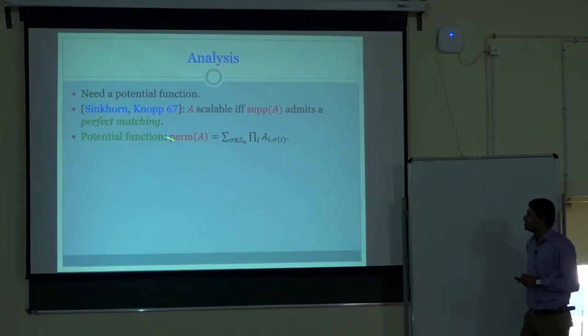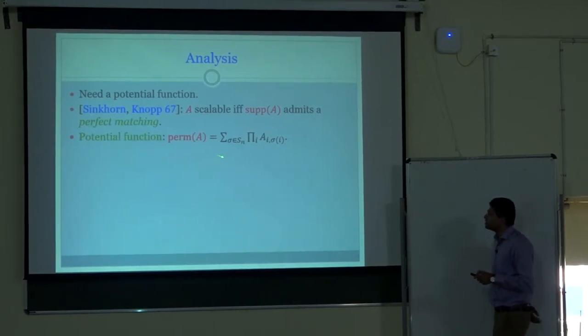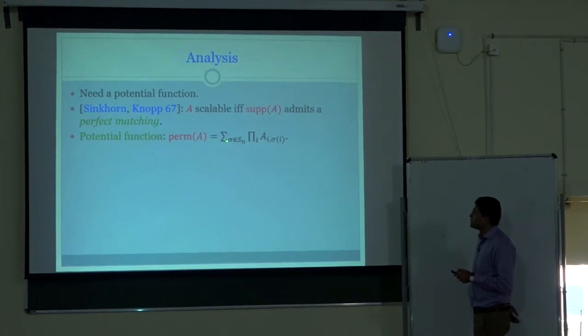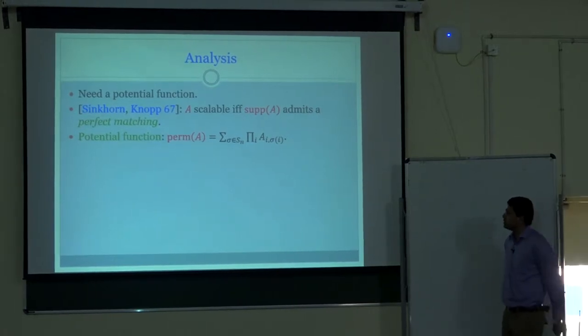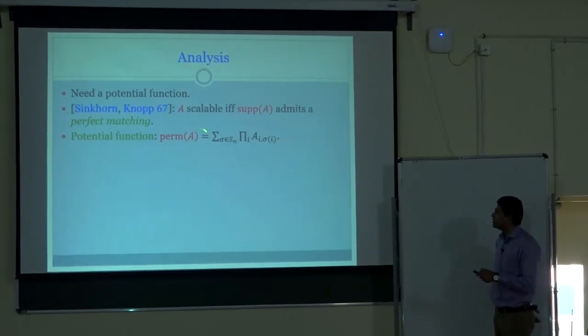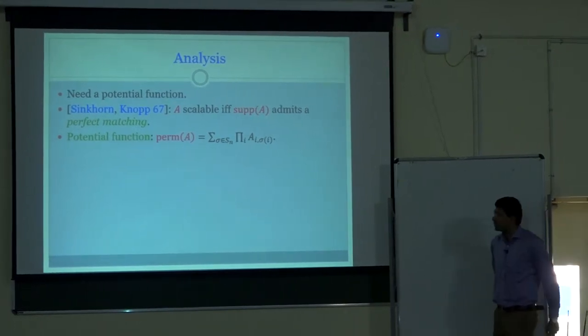The potential function they used is the permanent of this matrix. What is the permanent? The permanent is just a sum over all permutations sigma of the product over i of the entries a_{i,sigma(i)}. So this is called the permanent of A. This is similar to the determinant but without the minus signs. So this is the potential function we use.